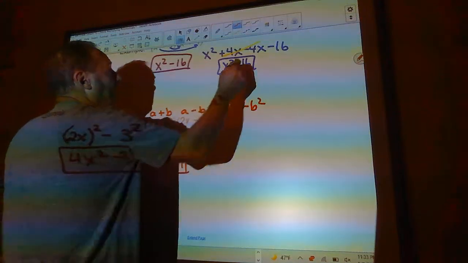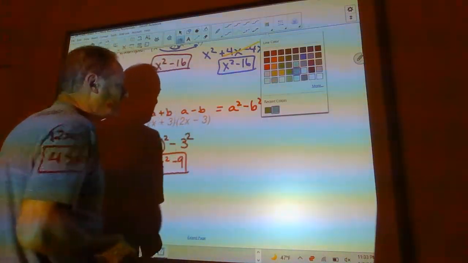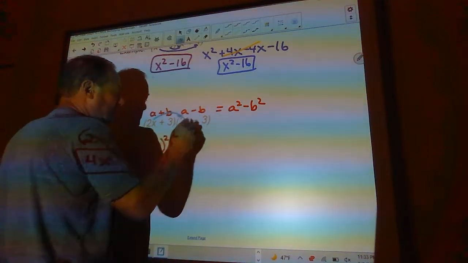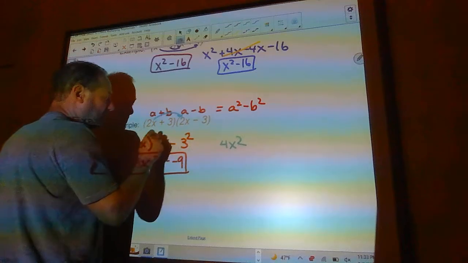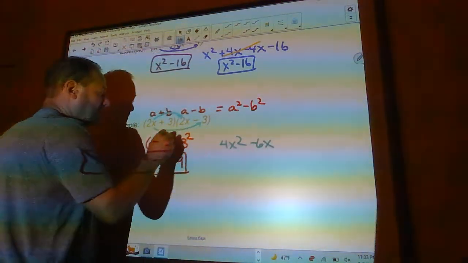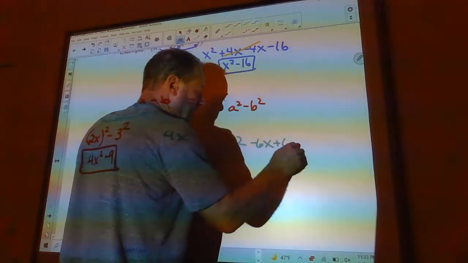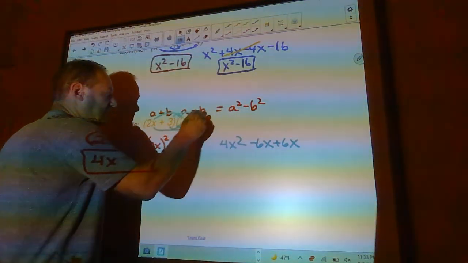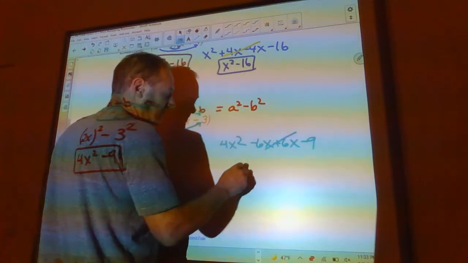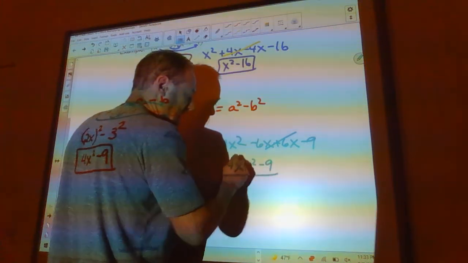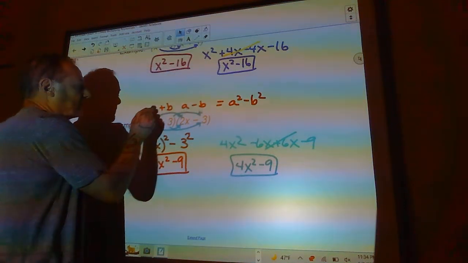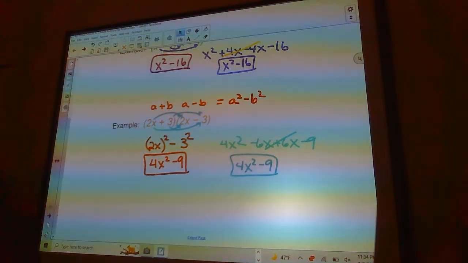All right, let's go ahead and use FOIL on this. So first, 2x times 2x would be 4x squared. Outside would be negative 3 times 2x, which would be negative 6x. Inside would be 3 times 2x, which would be positive 6x. And last, 3 times negative 3 is negative 9. These cancel out in the middle, and I get 4x squared minus 9 again. So either way, I get 4x squared minus 9. Let's take this stuff and move it up a little bit so you can see it better.